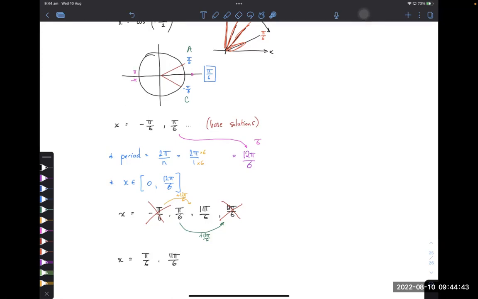Why do we measure in radians instead of degrees? It's just the standard.